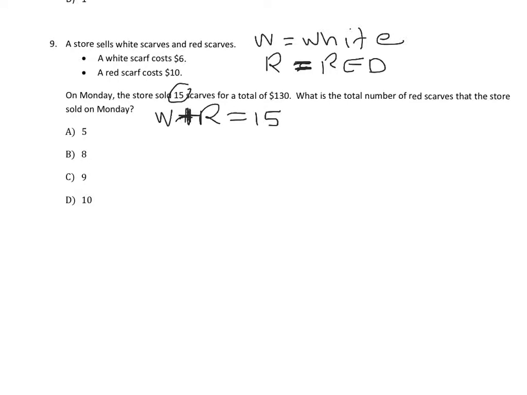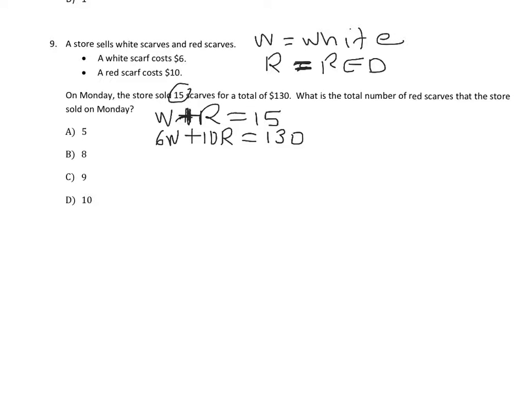In terms of dollar value, we say the price of a white scarf is 6 times the quantity, which is W, plus $10, the cost of the red scarf, times the quantity, which is R, equals $130. There you go.